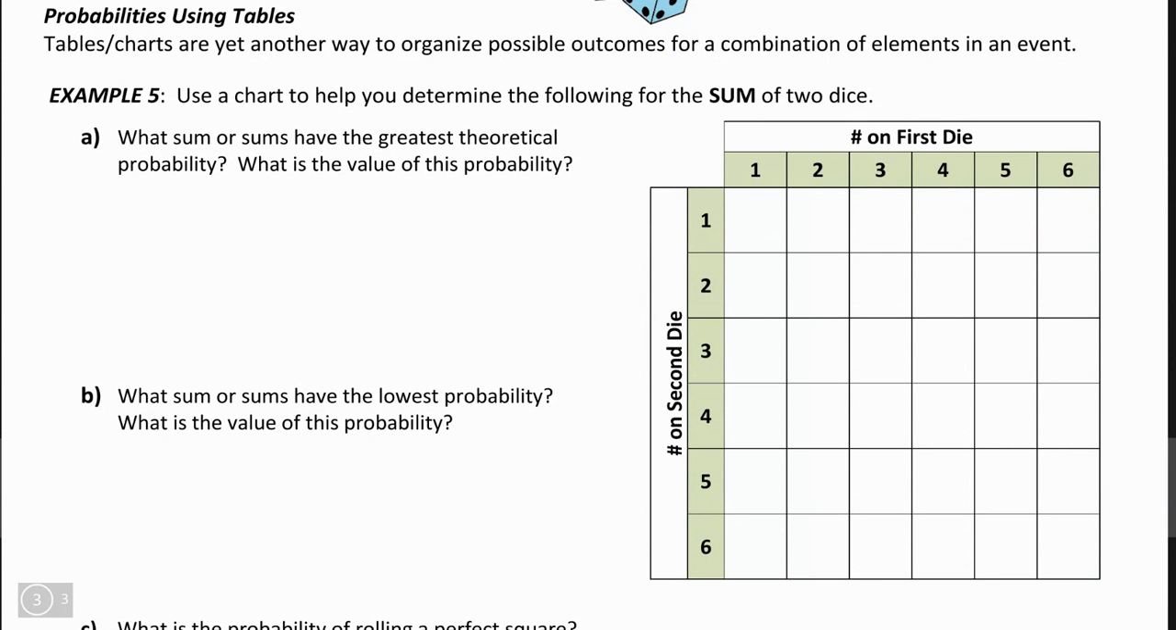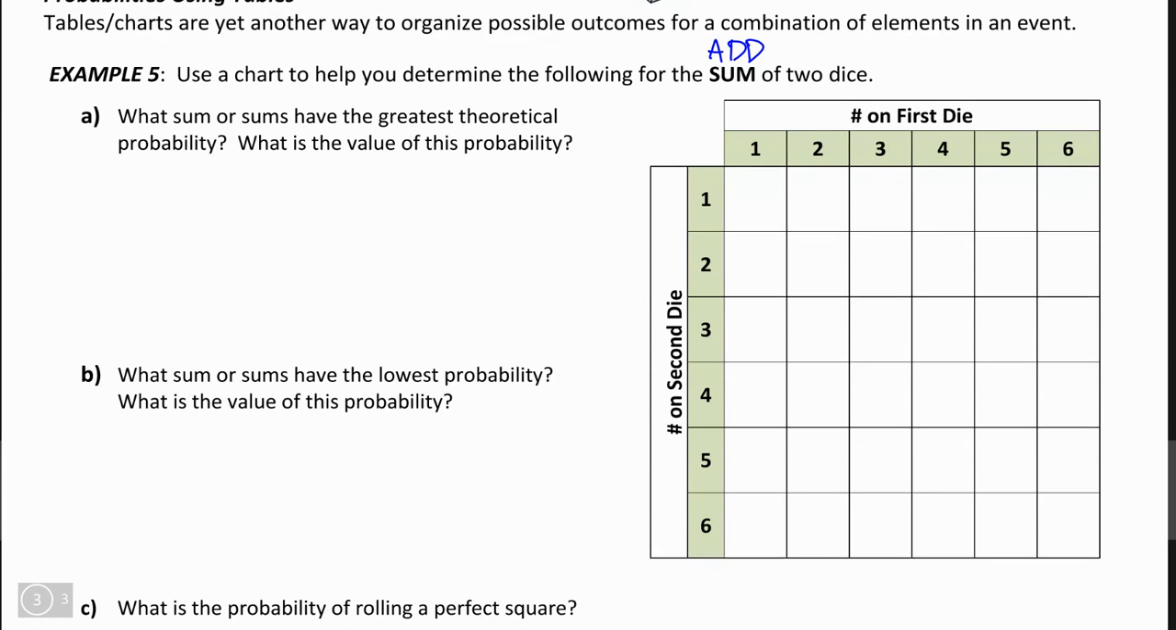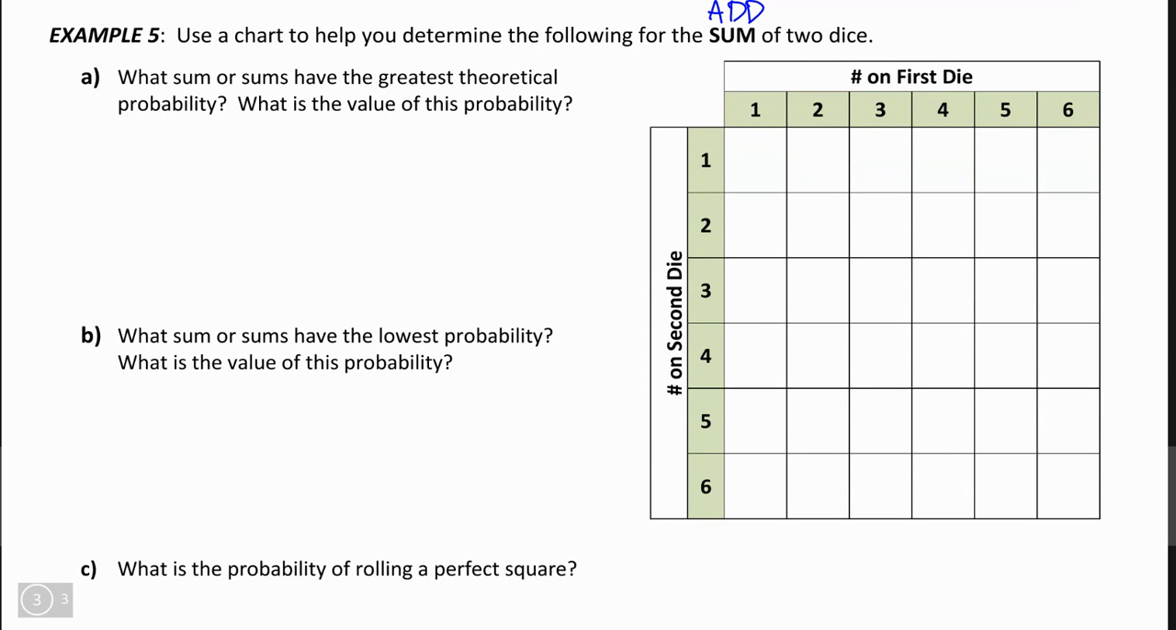So we're going to use tables and charts as another way of organizing possible outcomes for a combination of elements in an event. So here's my next example. Use a chart to help you determine the following sum of 2 dice. We're going to add 2 numbers that we see on the dice. So what is the sum? Okay, so what happens if you roll the dice? So the first dice you get 1, 2, 3, 4, 5, 6.